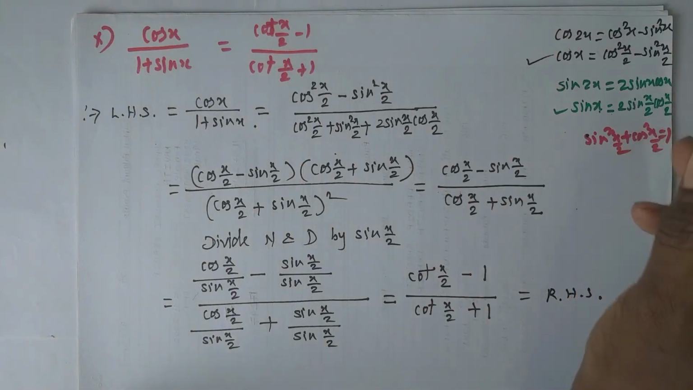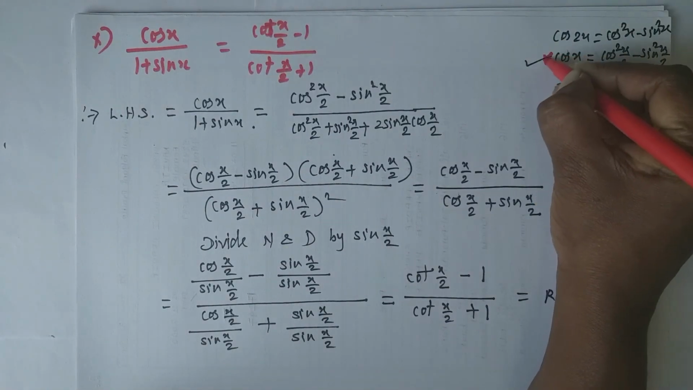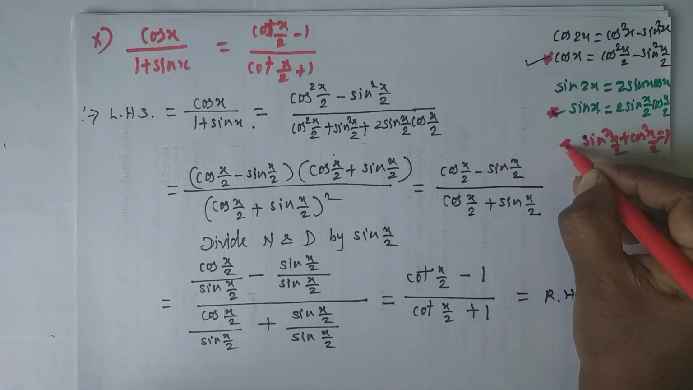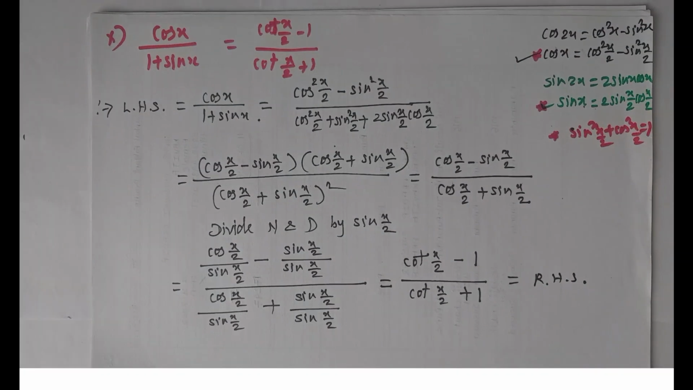Here you remember that we are using half angle formulae for sin x, cos x and for our first identity also. We will solve the remaining problems from this exercise in our next lecture.